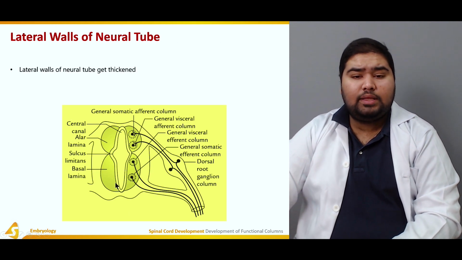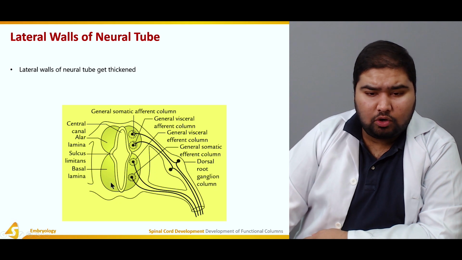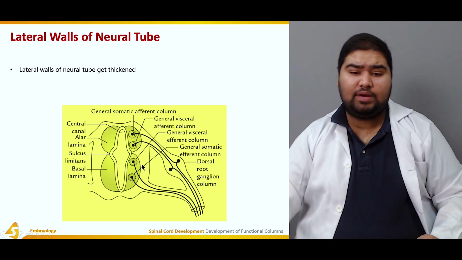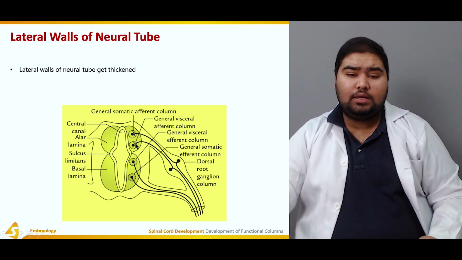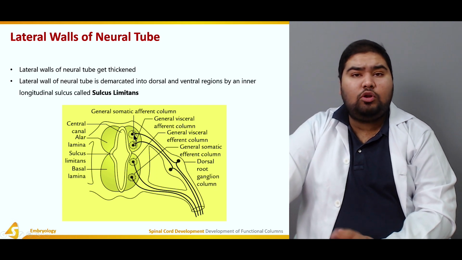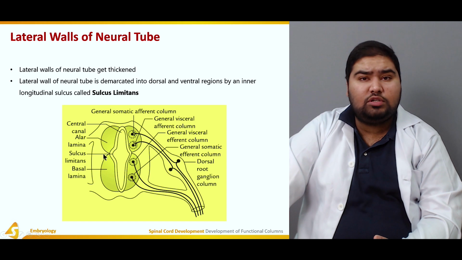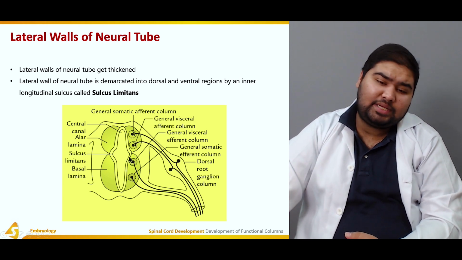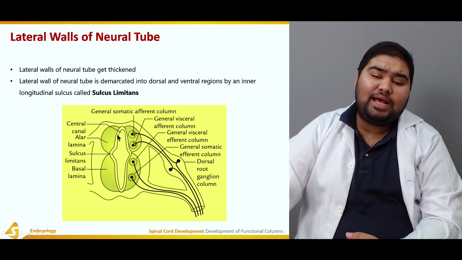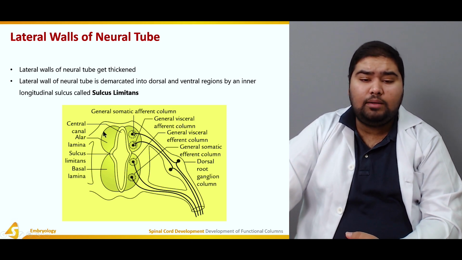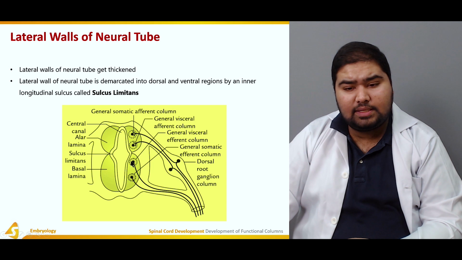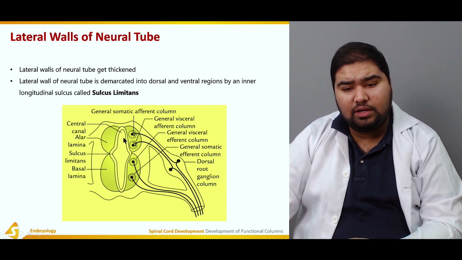Now moving on, the lateral walls. These are the lateral walls. The lateral walls of the neural tube get thickened. Here you can see the thickening of the lateral walls. Now the lateral wall of the neural tube is demarcated into a dorsal and a ventral region by an inner longitudinal sulcus, which is known as the sulcus limitans. So this is the sulcus limitans that demarcates the lateral wall of the neural tube into a dorsal region and a ventral region. Here you can see this is the dorsal region and this is the ventral region.